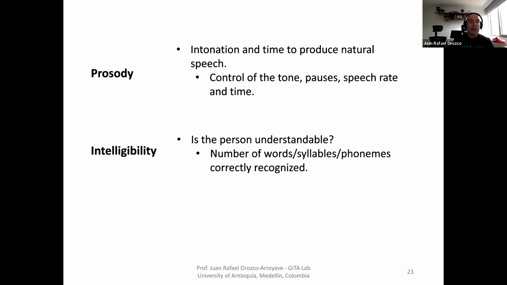Now, for prosody, we try to model how the person is intonating while speaking. So we focus on modeling pauses, speech rate, time, and the control of the tone. And finally, intelligibility is to evaluate whether a person is understandable or not, and it means to count or evaluate the number of words, syllables, or phonemes that are correctly recognized by a machine or by a person.